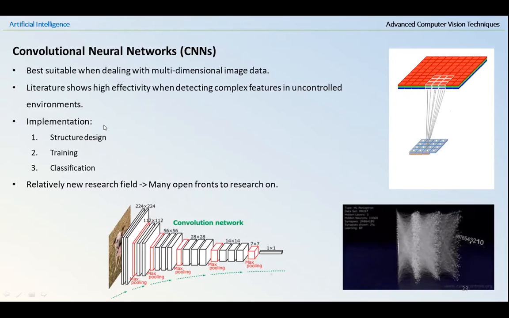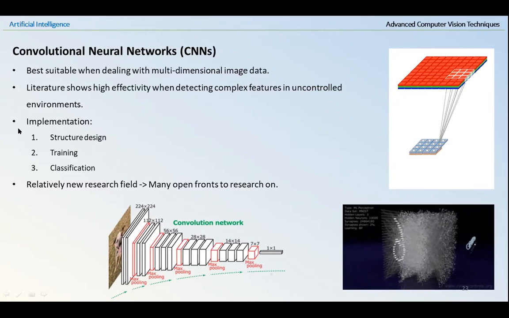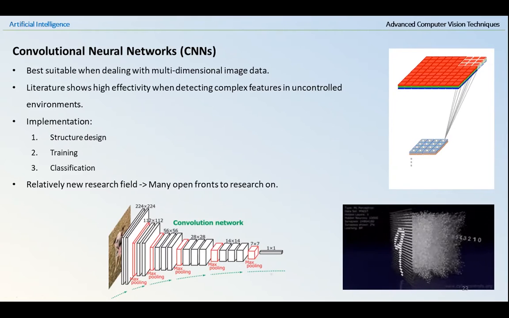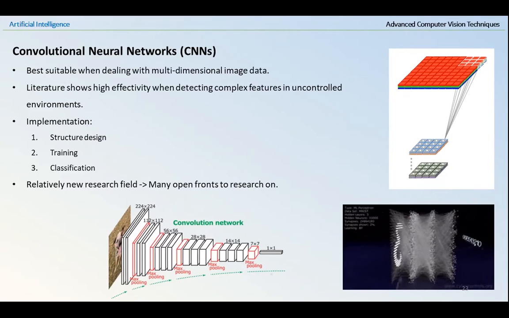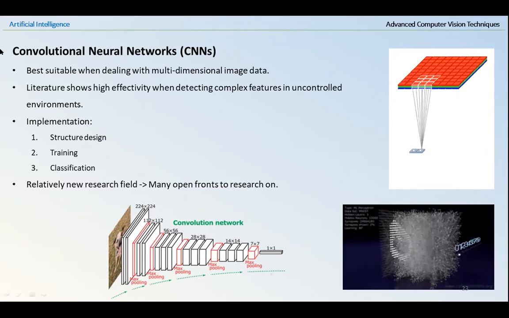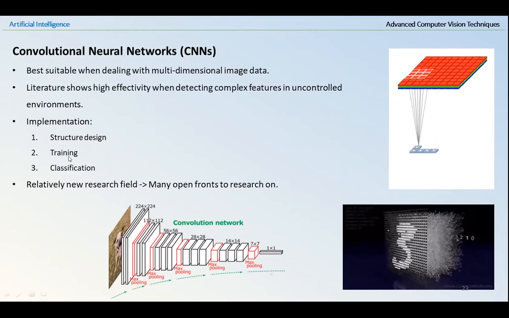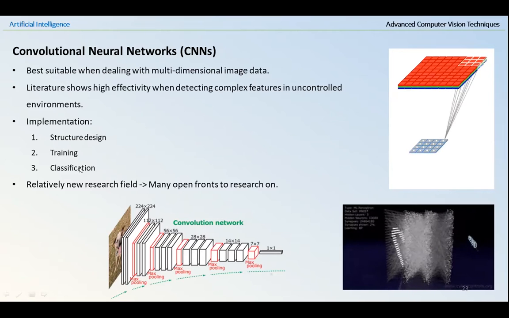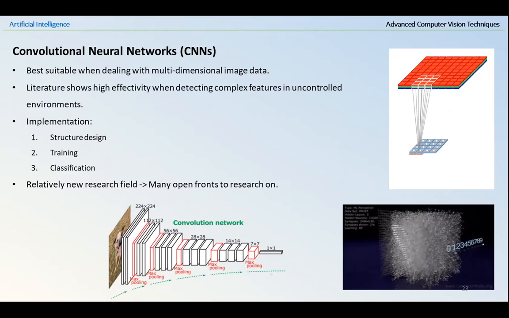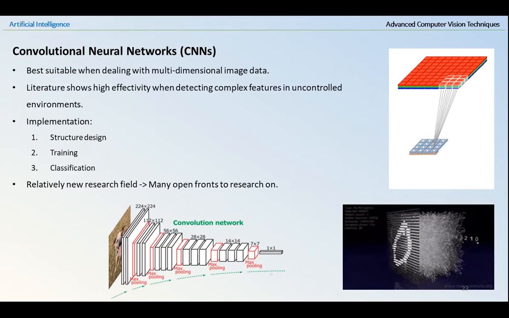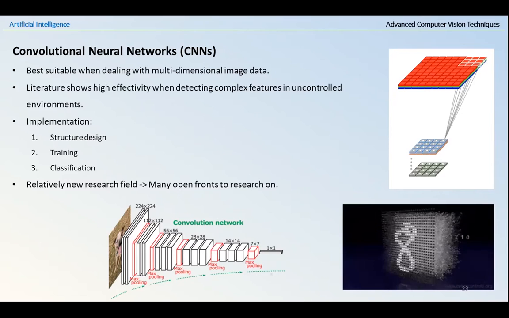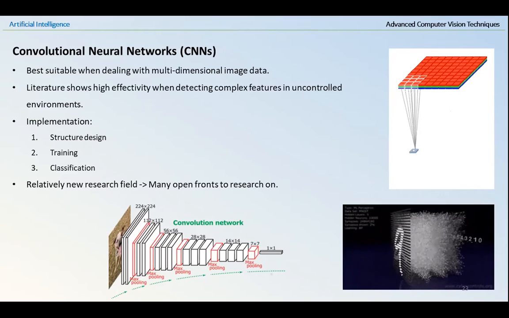For the implementation of a convolutional neural network, we have to specify its structure, so how many layers, neurons, steps, and so on. Create a training set, specify training options, and then the classification in order to use them. It's important to say that this is a pretty new research field, and actually there is no manual or theory about which kind of structure works better for a specific application. So it's all about experimenting and having experience so far.